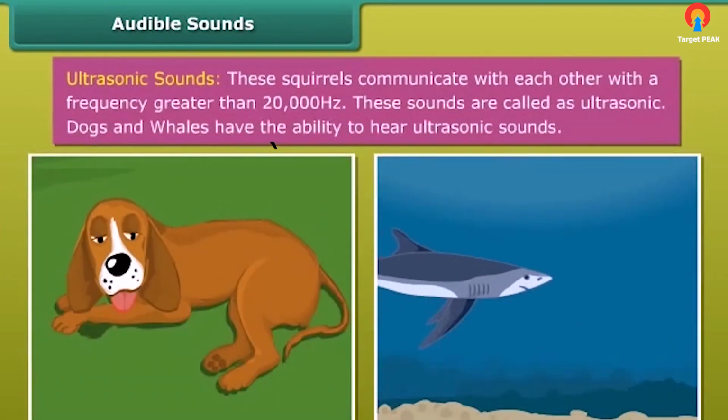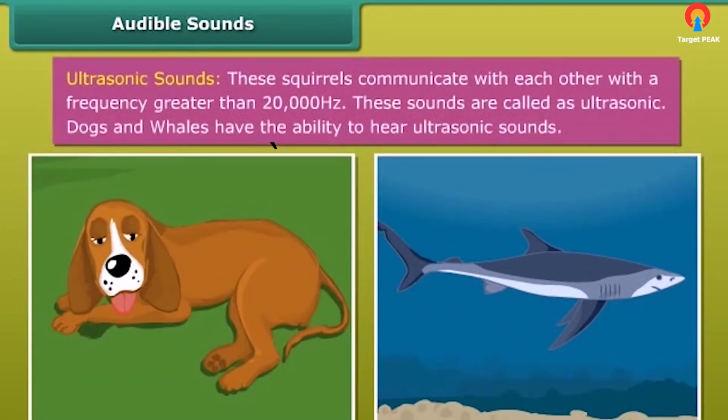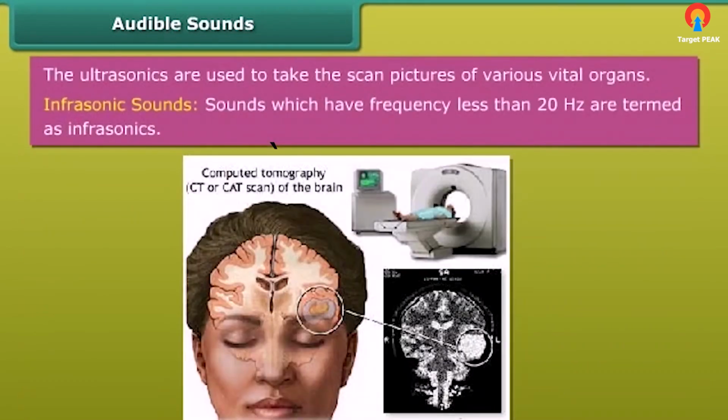Ultrasonic sounds. These squirrels communicate with each other with a frequency greater than 20,000 Hz. These sounds are called ultrasonic. Dogs and whales have the ability to hear ultrasonic sounds. Ultrasonics are used to take scan pictures of various vital organs. Infrasonic sounds. Sounds which have frequency less than 20 Hz are termed as infrasonics.